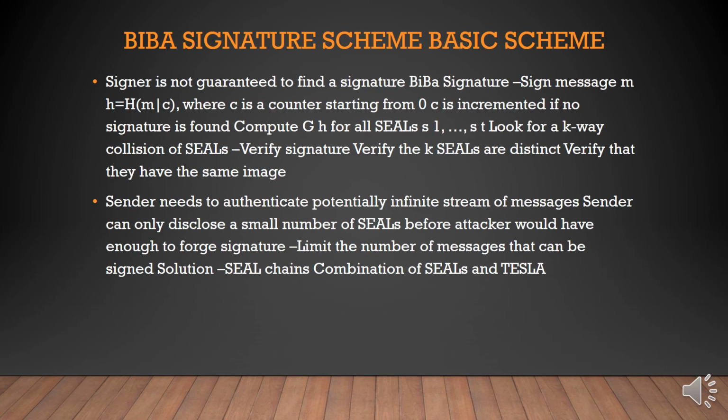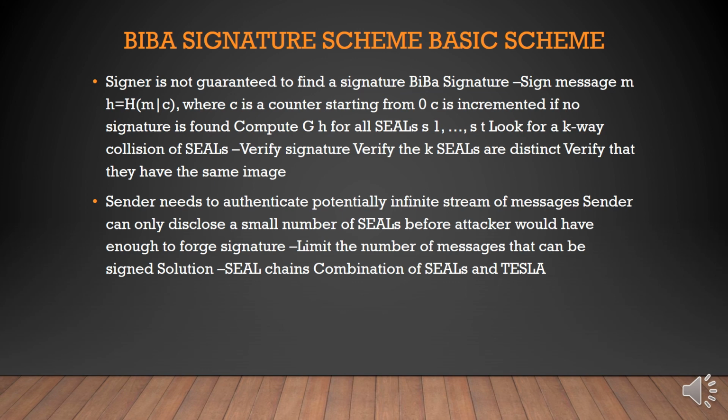It is a signature based scheme. The signer is not guaranteed to find the BiBa signature. So m_h is equal to h of m with c, where c is a counter starting with 0. C is incremented if no signature is found. Compute g_h for all seals, and look for a k-way collision of seals.